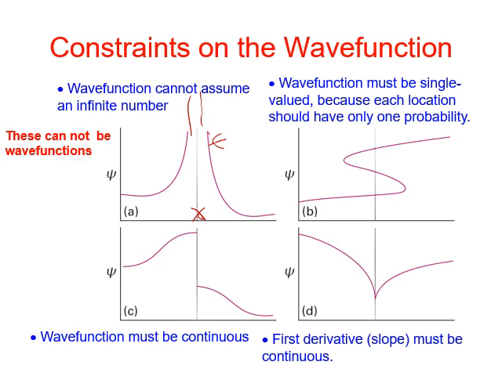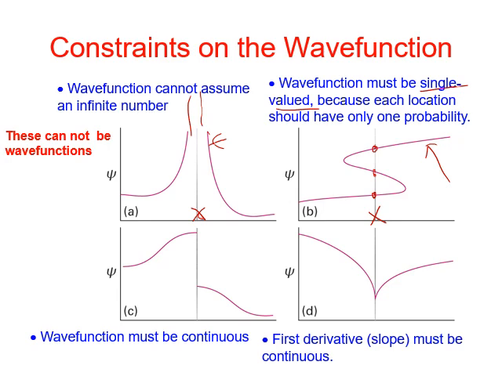Second, the wave function must be single valued, because each location should have only one probability. So if this is the wave function, and at x you have 3 values of the wave function, and when you square it, it tells you at x you have 3 probabilities, and that cannot be true. So it must be single valued.